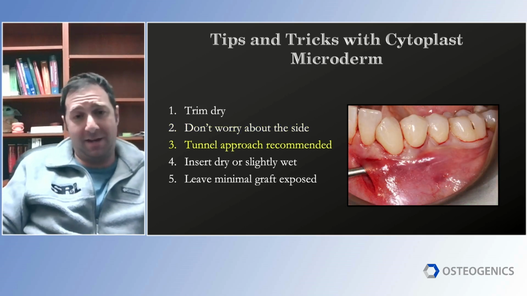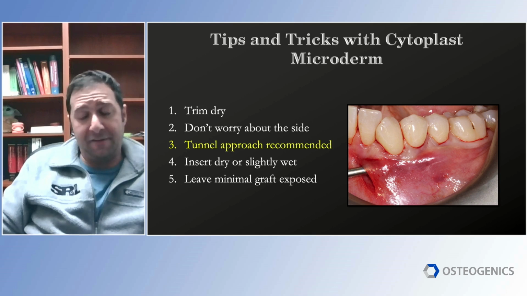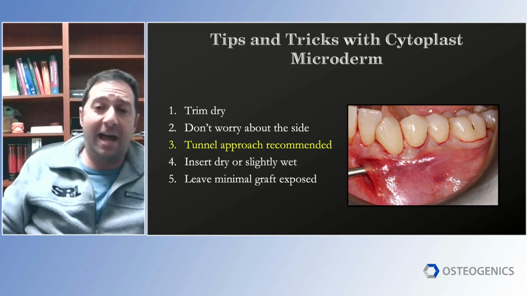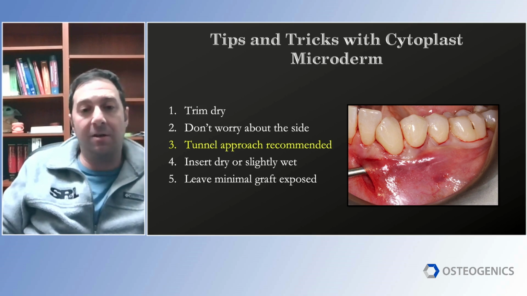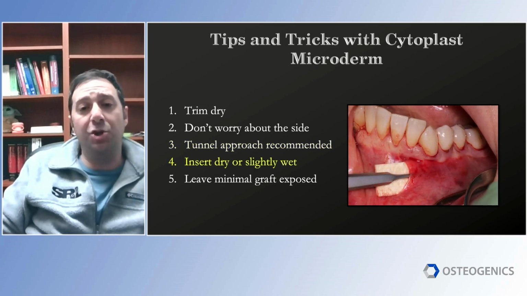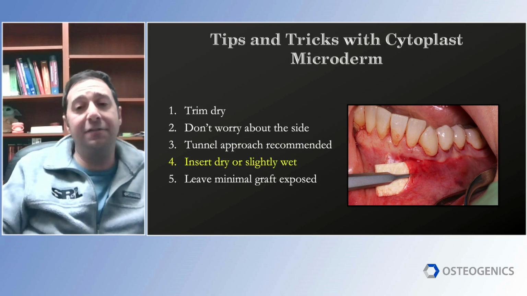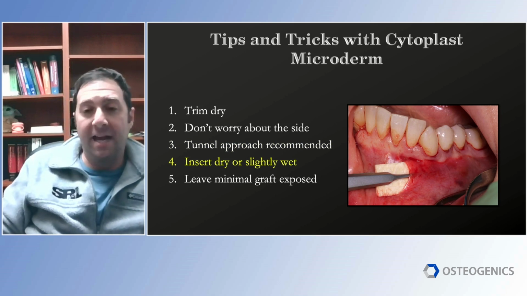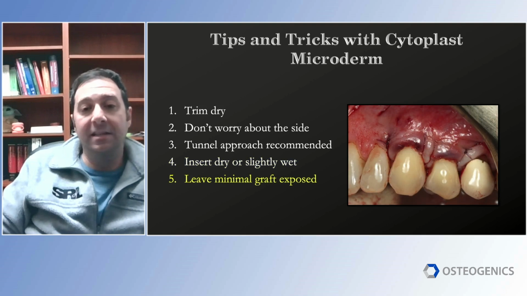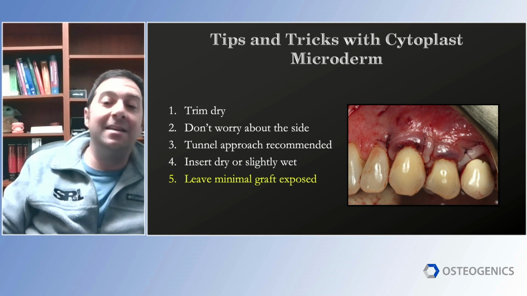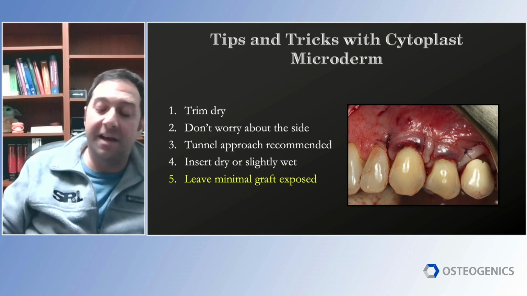I definitely recommend a tunnel approach. I've seen other people do traditional coronally advanced flaps, but again, I think the tunnel approach has given me the best results. You want to insert it dry or slightly wet. You don't want to leave this in saline, definitely not for more than a minute. And then just like any other allograft, leave minimal graft exposed. However, I have yet to see necrotic graft tissue when using Microderm, if anything is left exposed.